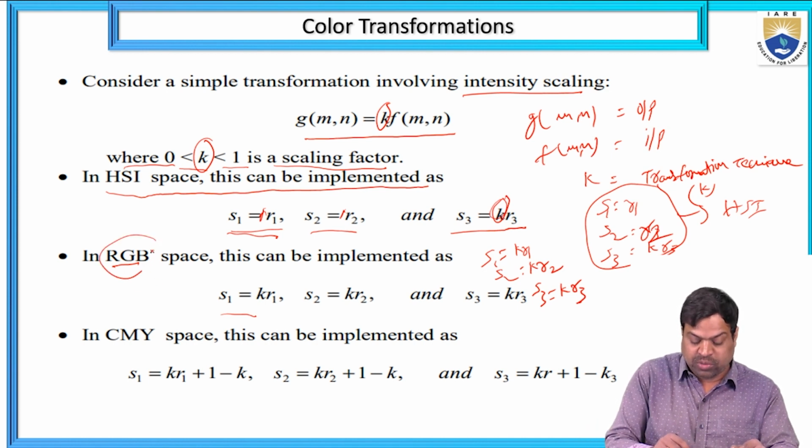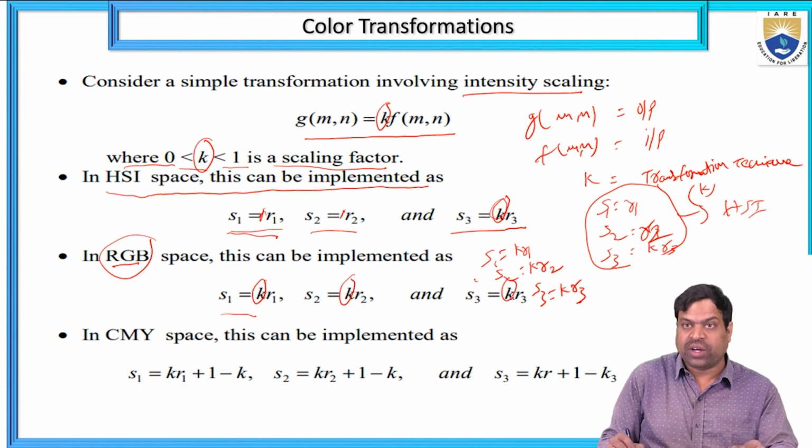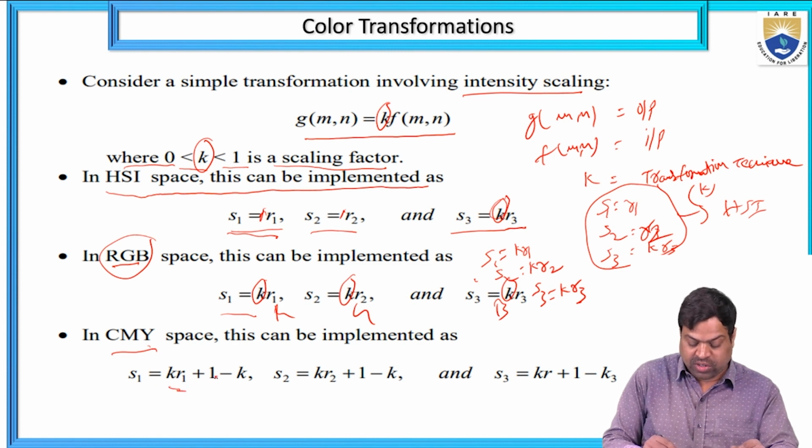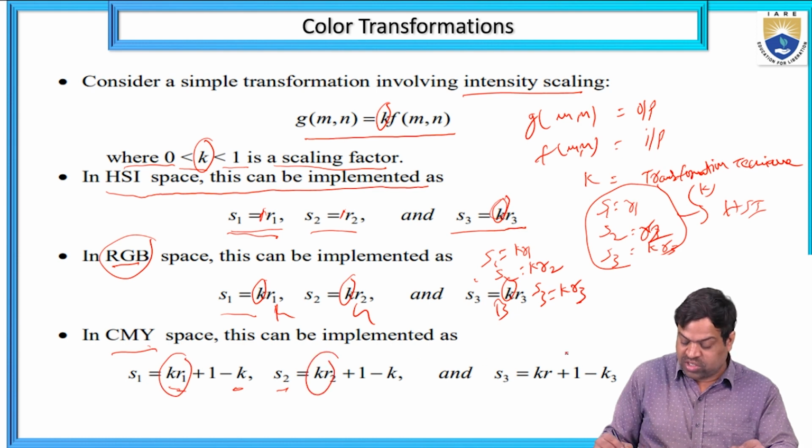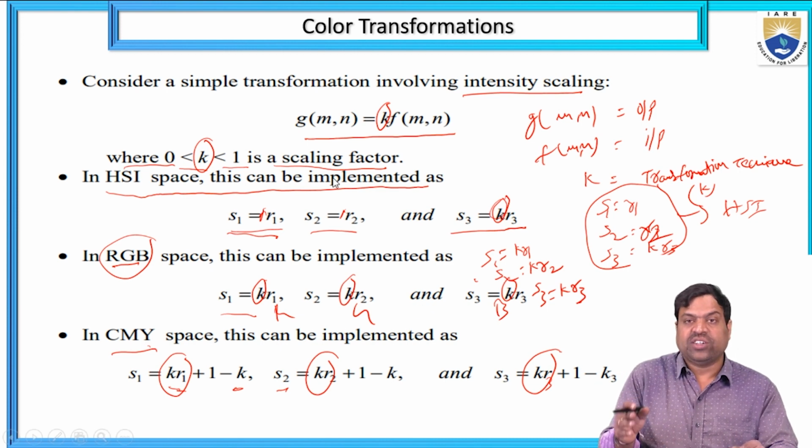But when I am going to the RGB, for all of S1, S2, S3, I am getting three constants. Three transformation techniques are applied for each RGB. When I am going for the CMY, S1 equal to K into R1 plus 1 minus K, S2 equal to K into R2, S3 equal to K into R3, plus 1 minus K3. So here K is a transformation technique, or a constant value.